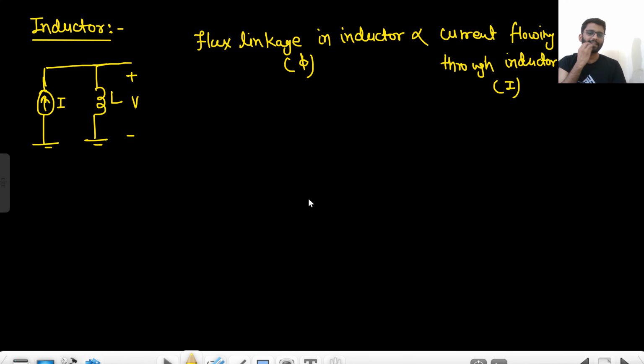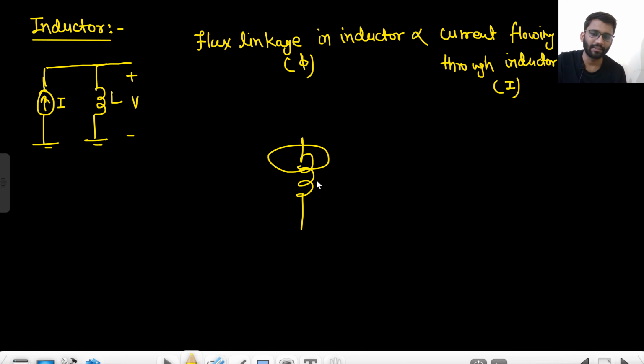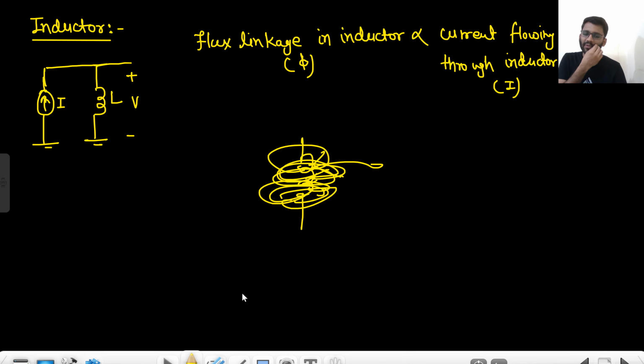So what is flux linkage? Whenever there is a current flowing through the inductor, because of that current there will be some magnetic field around it, as you must have studied in Lenz's law and so on. Whatever the amount of magnetic field or flux is linked with this inductor is known as flux linkage. We don't need to stress much upon that.